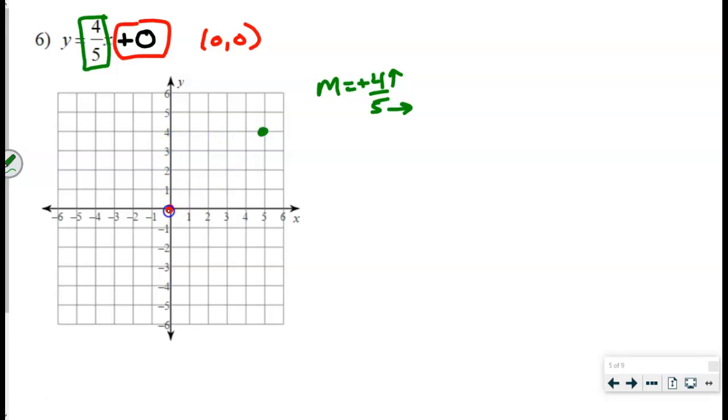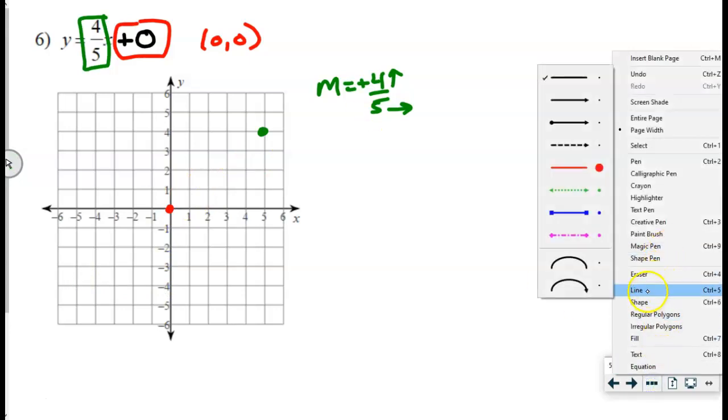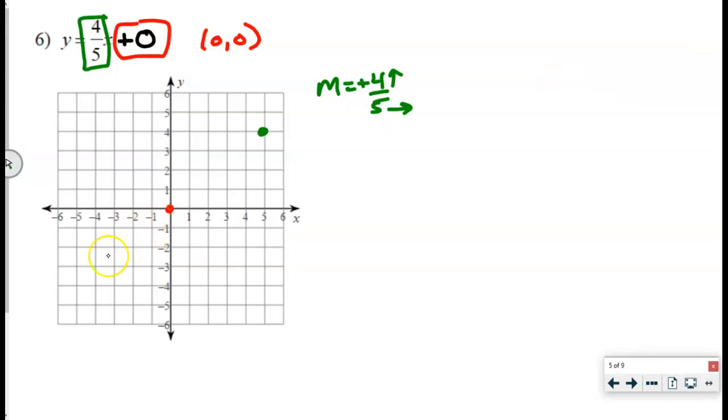Contrary to that, but still the same slope, I could move down 4 and left 5. That would still be positive. But really, you only need 2 points to make a line. And now that I know I can use this tool, I'm going to use it every time because I can't graph. There we go. Add arrows to the end of your line. Step back and look at it. Make sure you have a line that's going through the origin as the y-intercept, and your slope is positive 4/5.